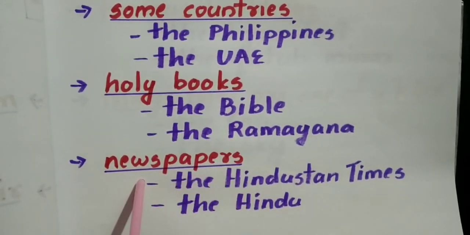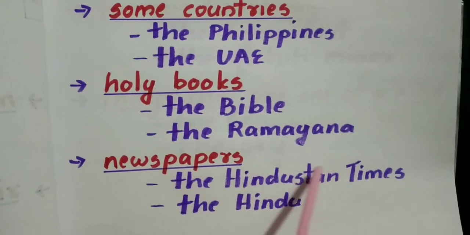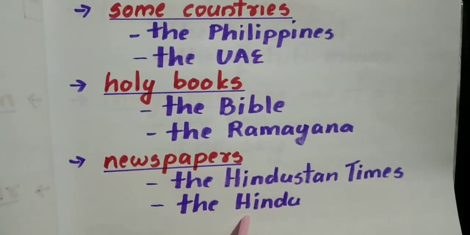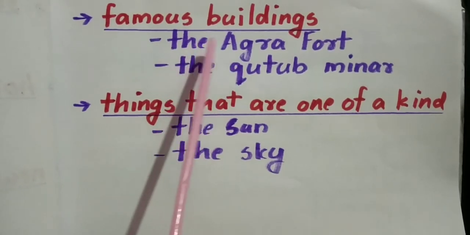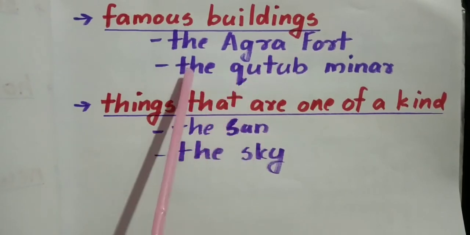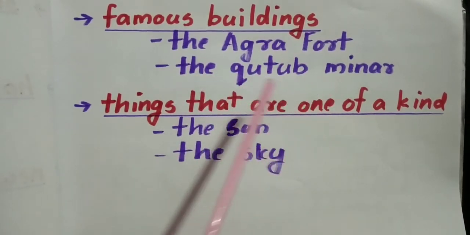Then again we will use the with the names of newspapers, like the Hindustan Times, the Hindu. These are the names of some newspapers. So with the names of newspapers we will add the article the. Then with the names of some famous buildings we will add the article the. Example, the Agra Fort, the Qutub Minar.